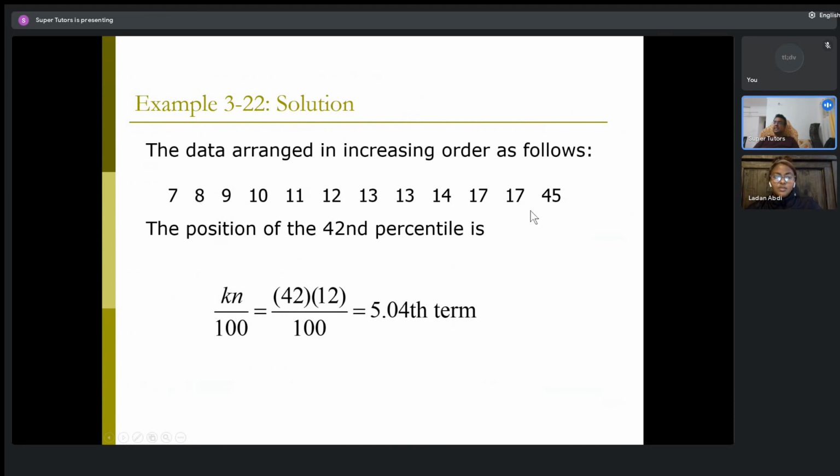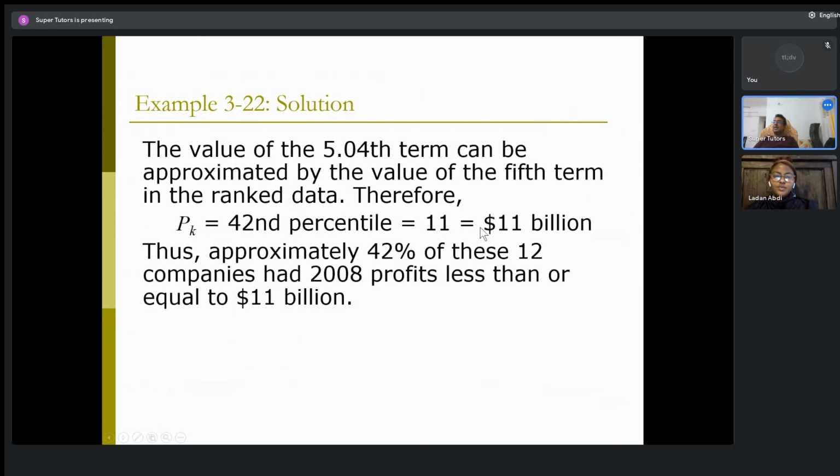What's the fifth term in this data set? 1, 2, 3, 4, 5. The fifth term, right? So 11 is my 42nd percentile. Make sense? Yes. This one is pretty good too.